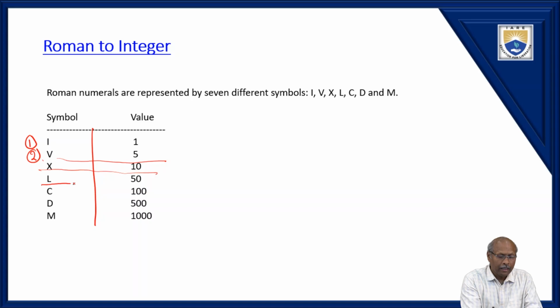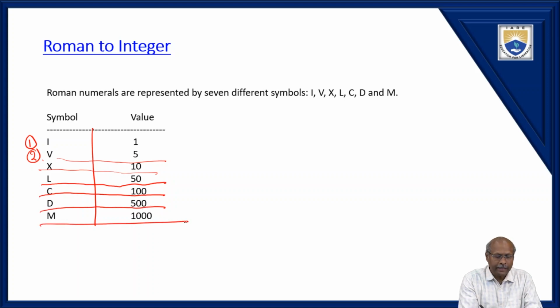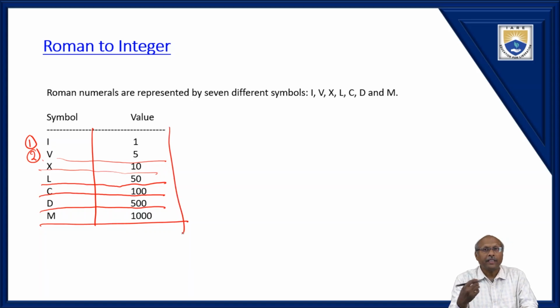Next is L, whose value is 50. Next is C, whose value is 100. Next is D, whose value is 500. Next is M, whose value is 1000. So once you know these symbols, then you can convert the integer value to Roman.